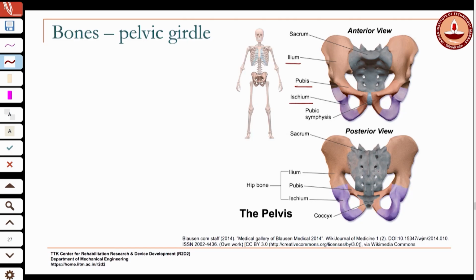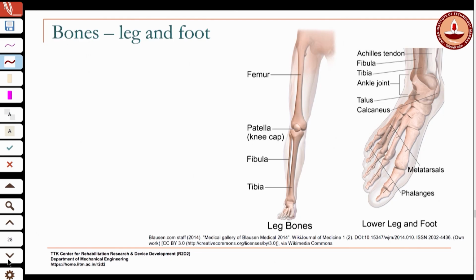Okay. Many of the bones of the spinal column, including the sacrum, are irregular bones. The pelvis is a flat bone because it provides a large surface for muscles to be attached. Then the important bones in the lower leg are your femur, or thigh bone. Then you have your kneecap, or patella.